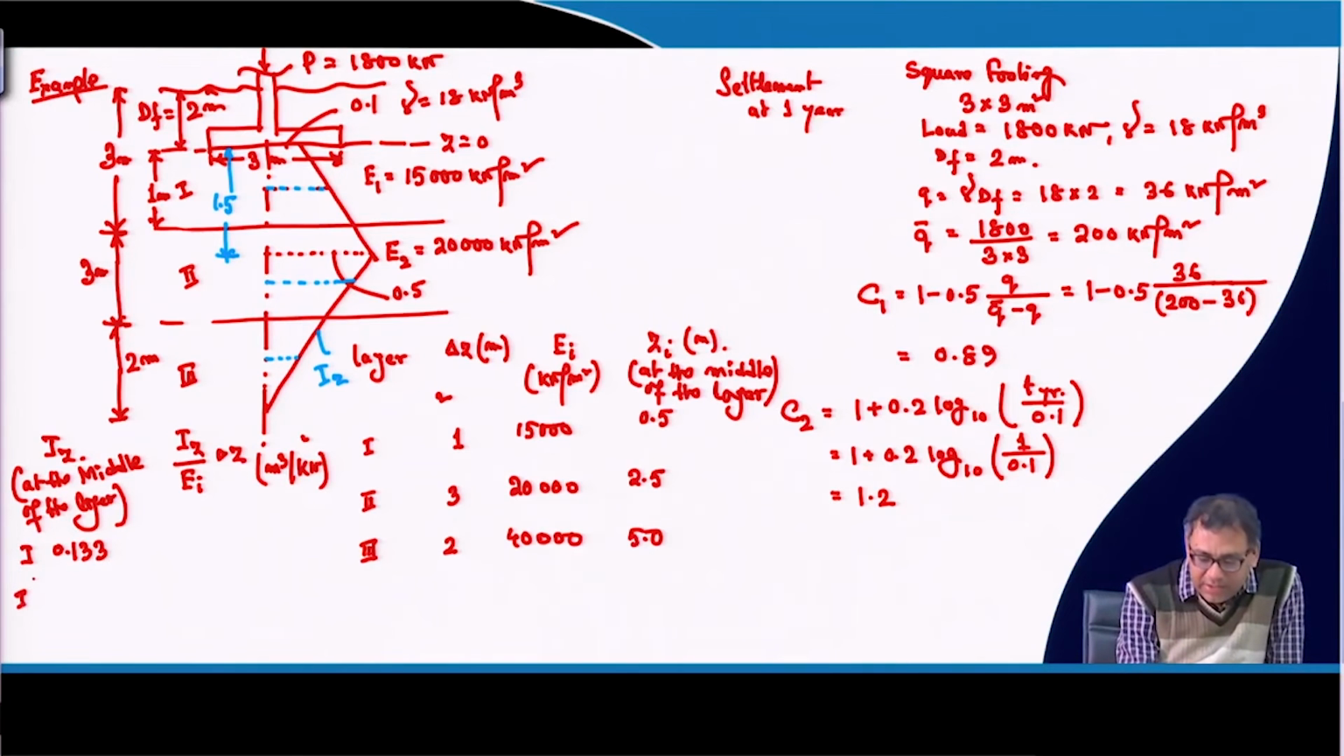For layer 2, at a distance of 2.5 meter from the base of the foundation: here at 1.5 meter it is say 0.5, and at 6 meter it is 0. So, again by linear interpolation I will get the value at 2.5 meter from the base of the foundation, and that value is 0.389. For the third layer it is 0.111.